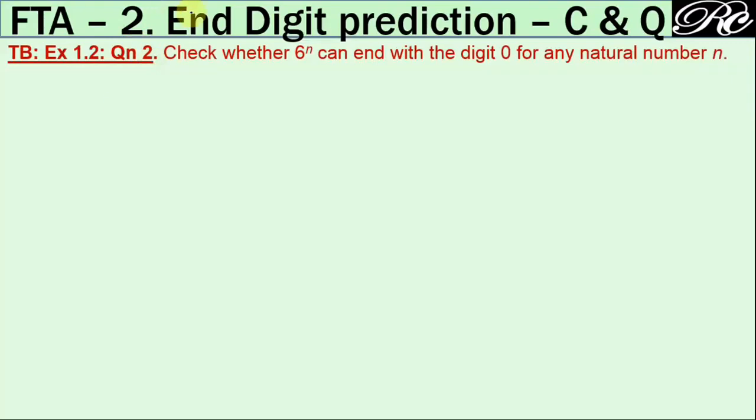So we have to check whether 6 to the power n can end with 0 or not. Again we can go for the fundamental theorem of arithmetic. 6 to the power n means (2 into 3) to the power n. So 6 contains the factors 2 and 3 only, but for producing 0 it needs the factor 5, and since 5 is not present in the factors of 6 to the power n, it can never end with 0.